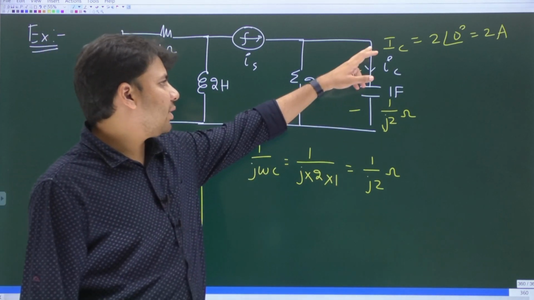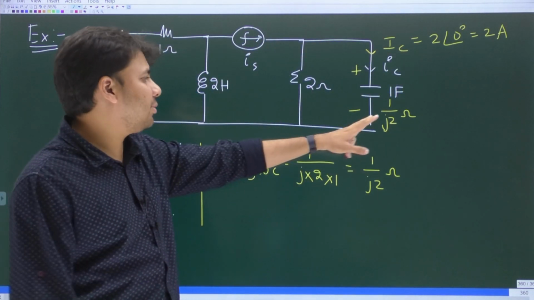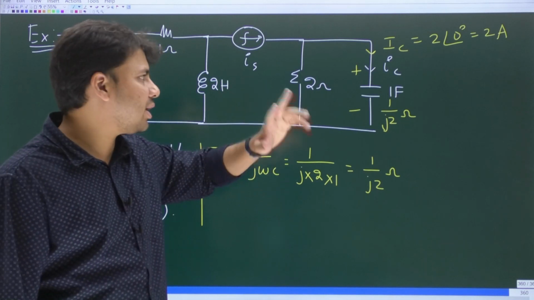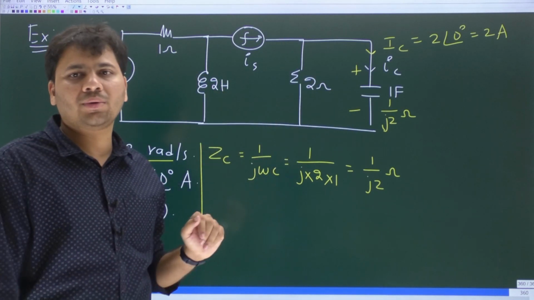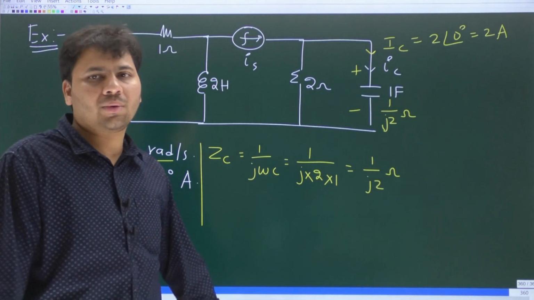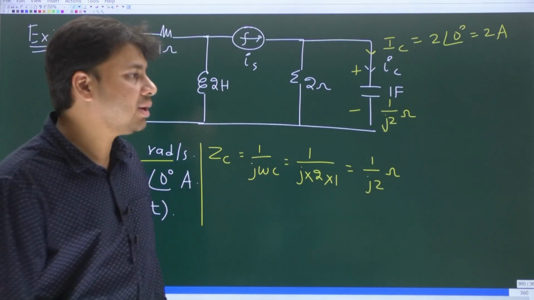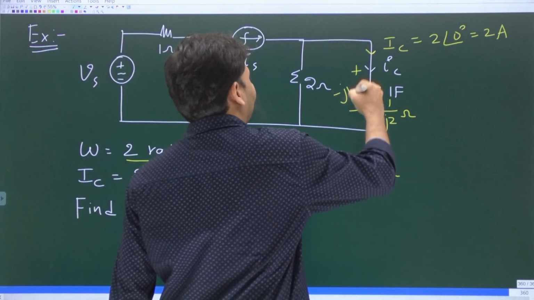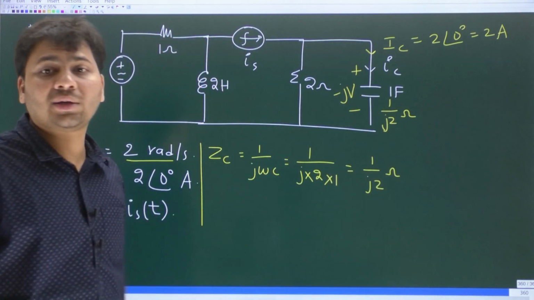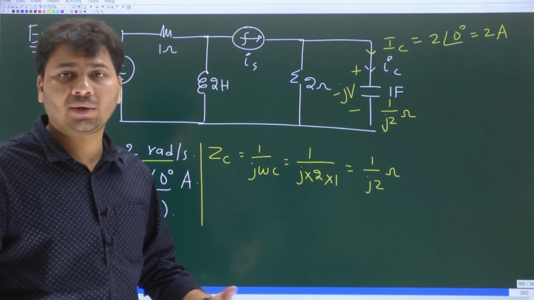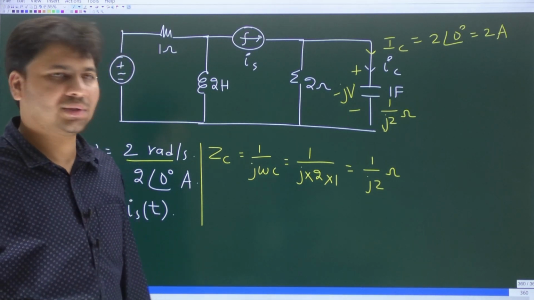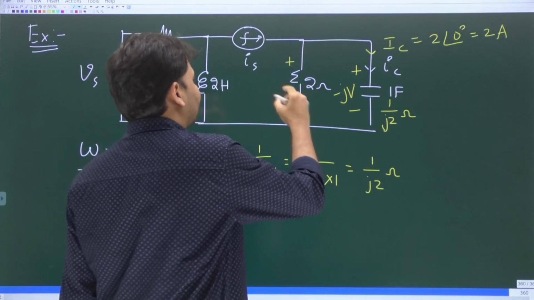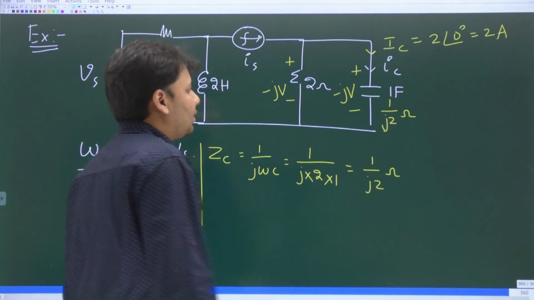So what is the phasor voltage across the capacitor? Phasor current, which is 2, multiplied with the impedance of the capacitor, which is 1 by j2. So it is 2 into 1 by j2; 2 and 2 get cancelled. Is it not 1 by j? 1 by j is minus j. So this phasor voltage drop is minus j volts.